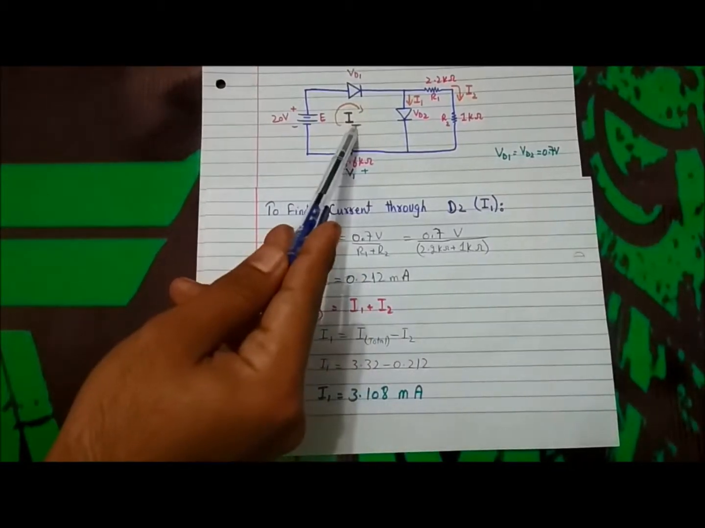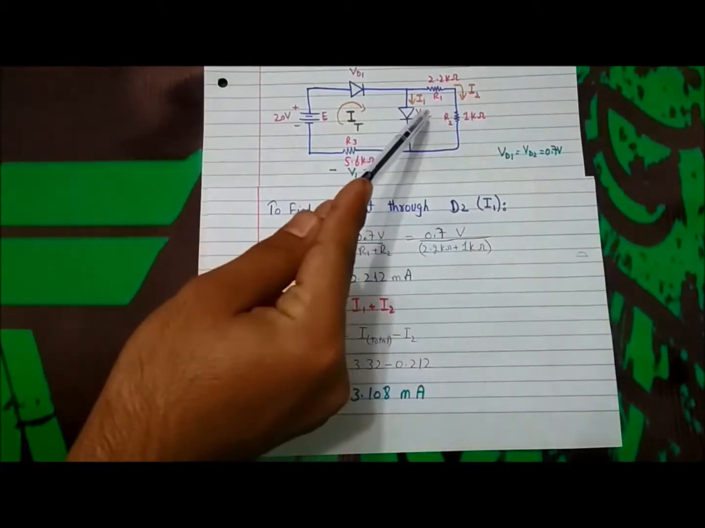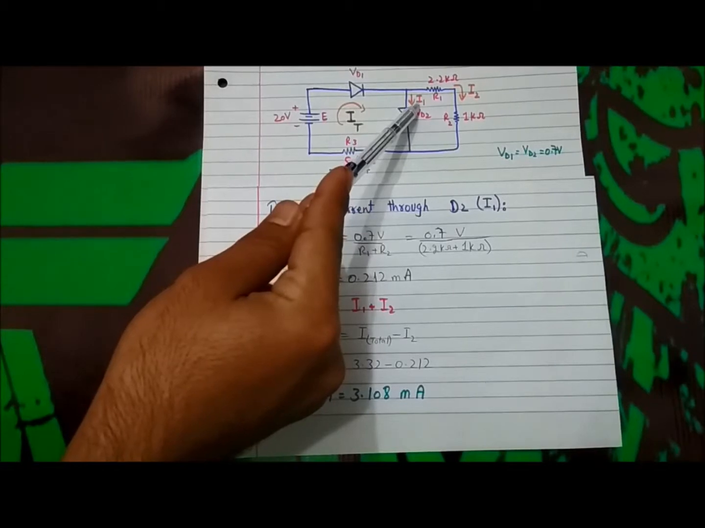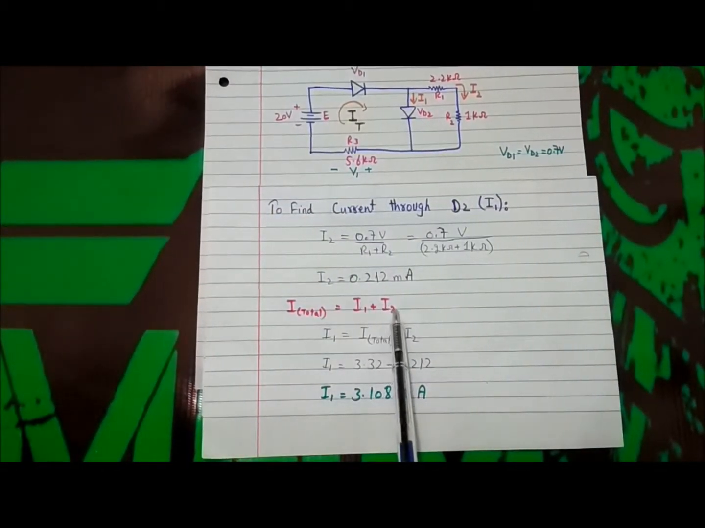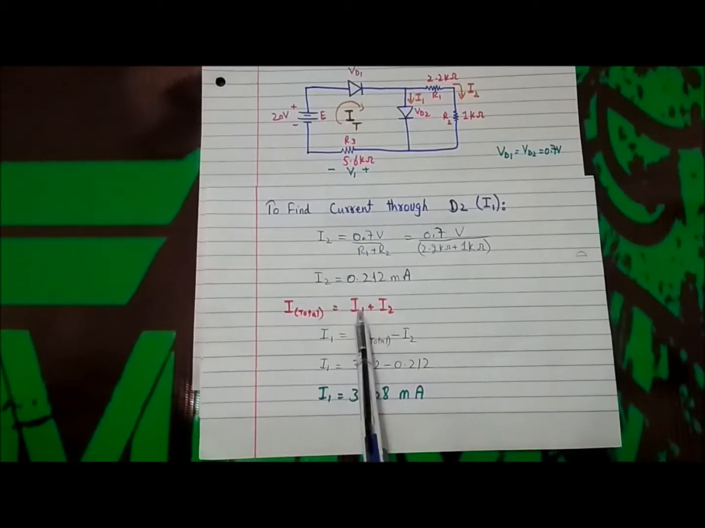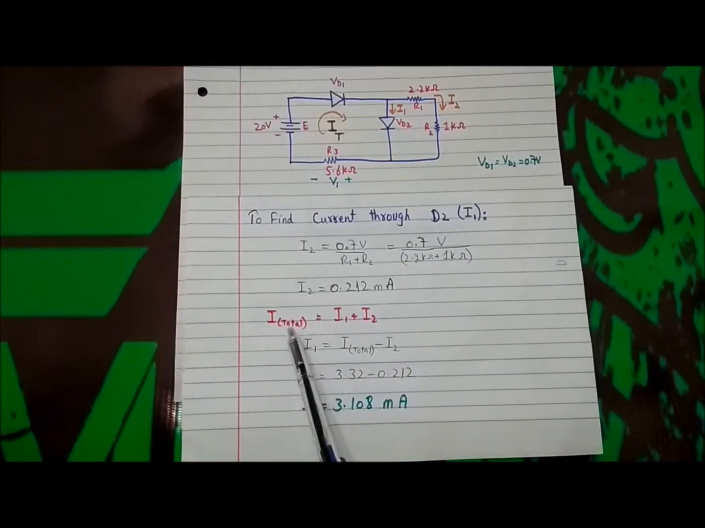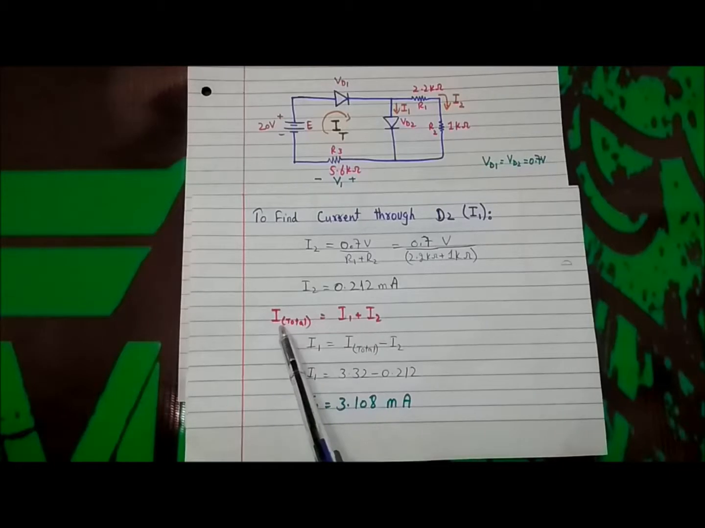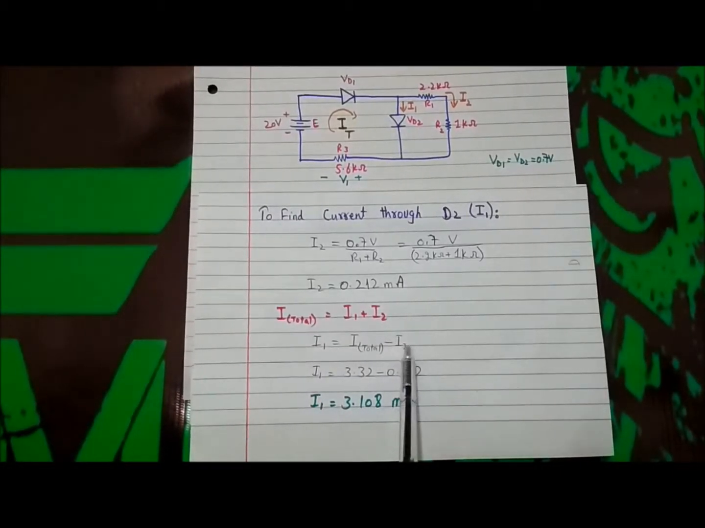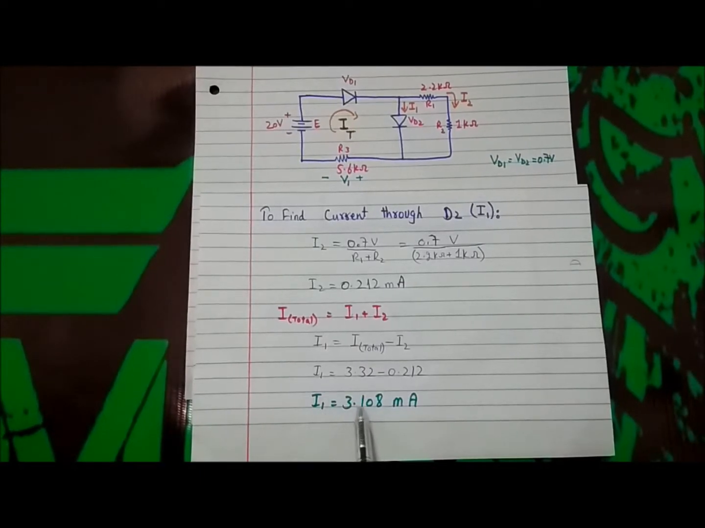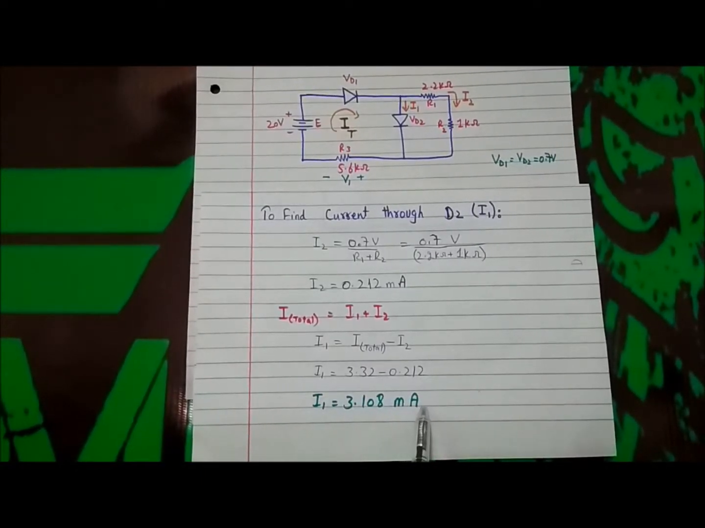Now I have the total current and I2, so I can easily find I1. The total current is equal to the sum of the I1 and I2 currents. So to find I1, I subtract I2 from the total current, that is, I1 is equal to I total minus I2. So I have I1 equal to 3.108 milliampere.